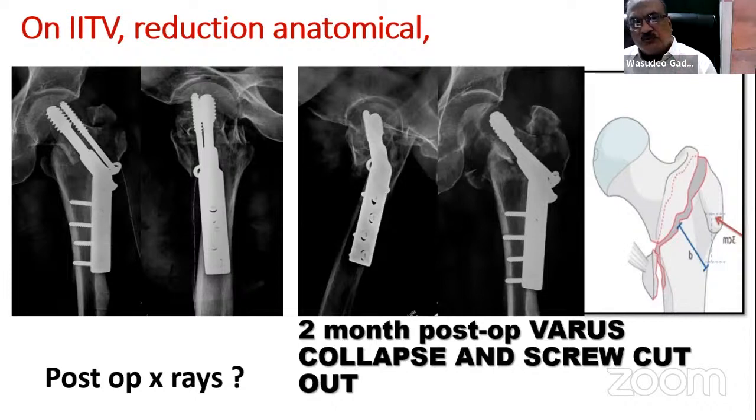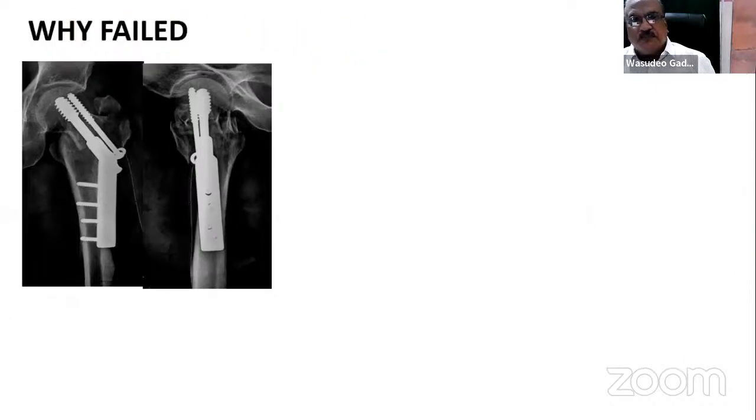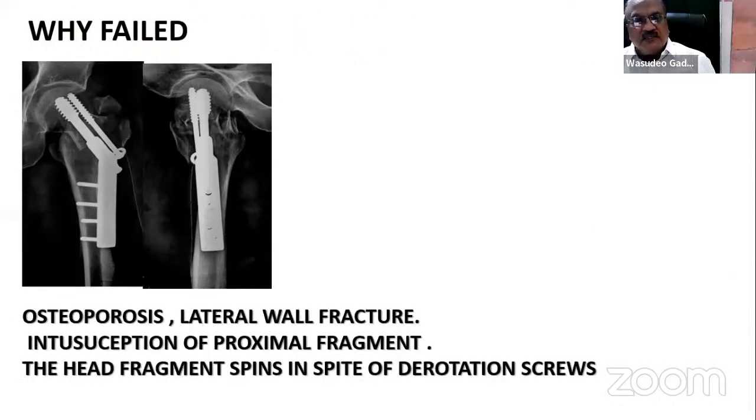So this is the most common complication of a DHS, an incipient lateral wall fracture, which is not visible when I do the surgery, but is evident in the follow-up period and when you start mobilization. So this is the cortical landmark that is given. If this is less than 20 mm, probably your DHS is contraindicated to avoid this type of complication. So why failed?